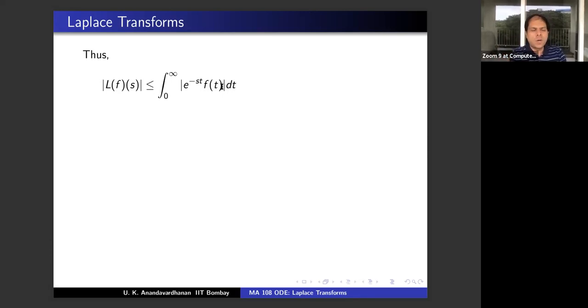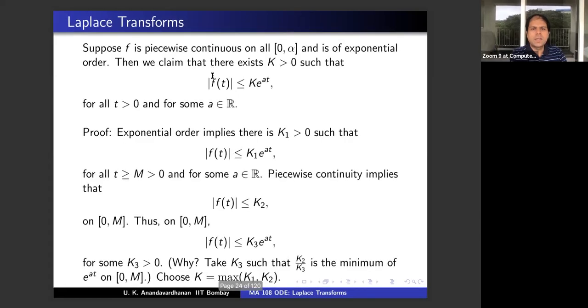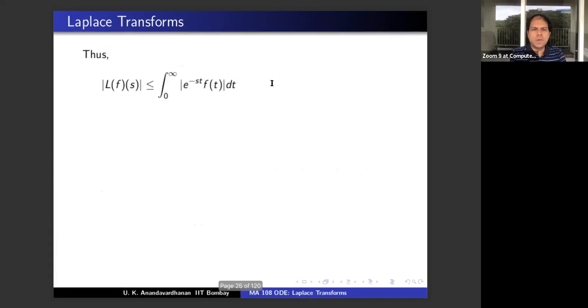What do I know about mod f(t)? Mod f(t) is less than or equal to k e power at throughout, for t positive. So throughout I can apply that. So k comes out and I'm getting integral from 0 to infinity of e power minus (s minus a)t dt. Okay, what is that integral? It is k by s minus a.